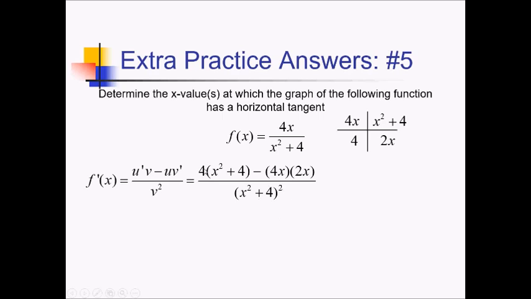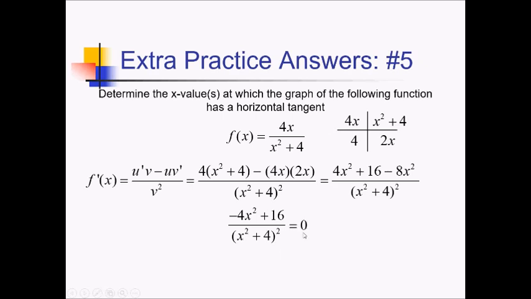So distributing this, I've got 4x squared plus 16. And then this is going to be minus 8x squared. Combining like terms, I've got negative 4x squared plus 16. I don't really need to factor it at this point. Let me just set this equal to 0 and solve from here. If I'm trying to zero out a whole fraction, I really just need to zero out the numerator. So negative 4x squared plus 16 equals 0 is the actual equation I need to solve.